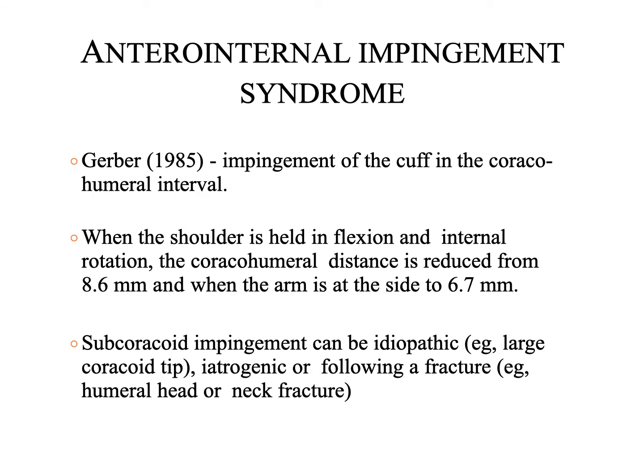Then there is anterior internal impingement syndrome, described by Gerber in 1985, the impingement of the cuff in the coracohumeral interval. When the shoulder is held in flexion and internal rotation, the coracohumeral distance is reduced from 8.6 mm when the arm is at the side to 6.7 mm. Subcoracoid impingement can be idiopathic, for example a large coracoid tip, iatrogenic, or following a fracture, for example a humeral head or neck fracture.